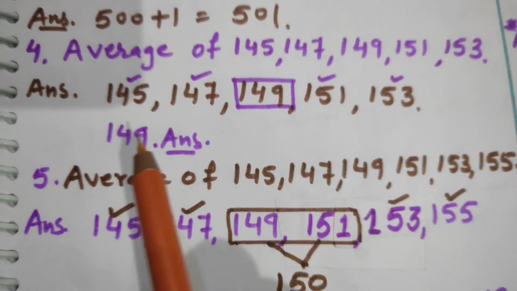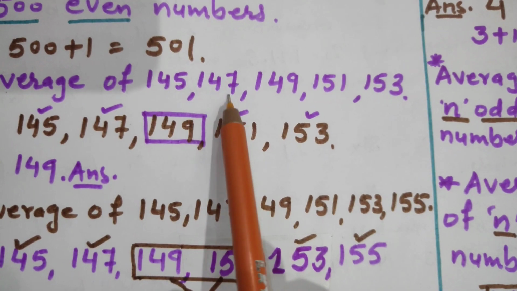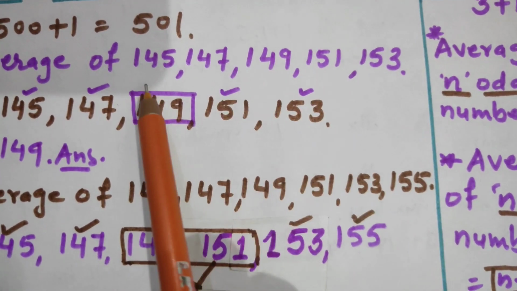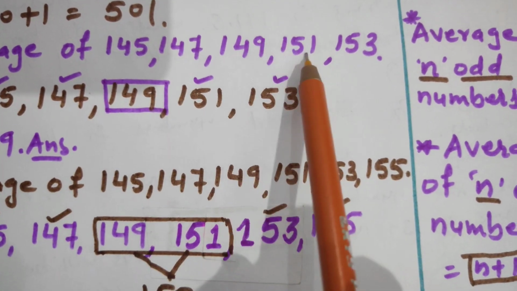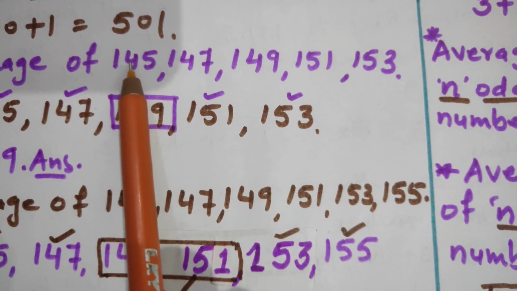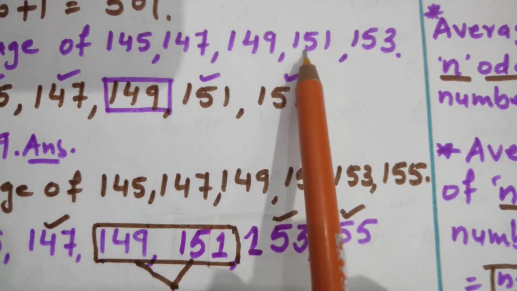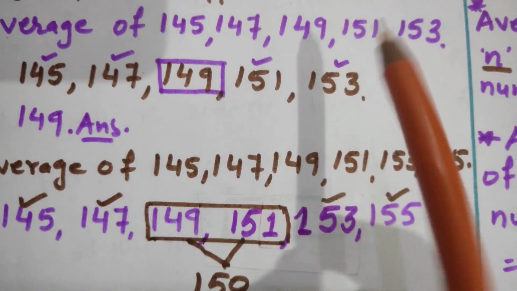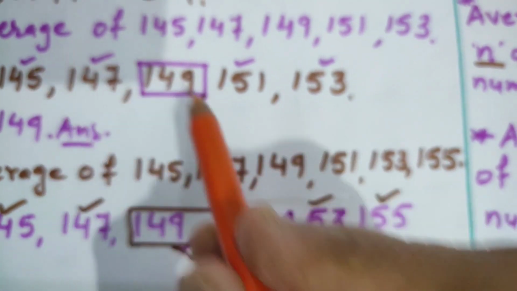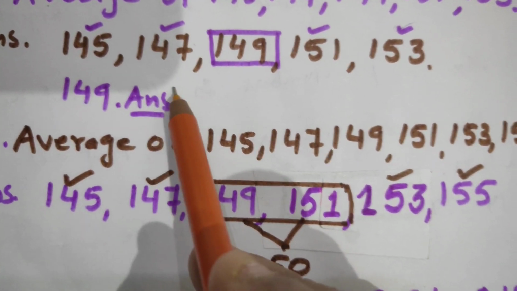Now in this series only, come to the next question. Average of 145, 147, 149, 151, 153. Now here you can observe all these numbers are odd numbers, right? And how many numbers are there? 5. 1, 2, 3, 4, 5. So middlemost number. Write all the 5 numbers, middlemost. 2 are kept here, 2 are here. So middlemost is 149. 149 is my answer.